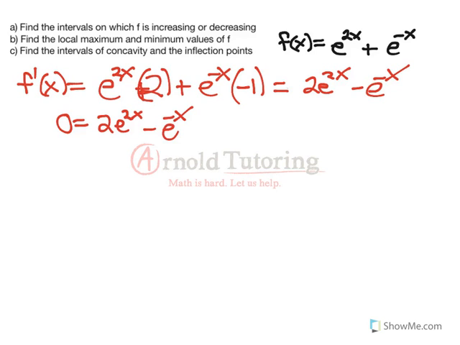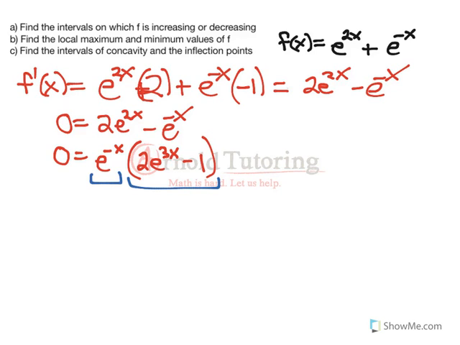Whenever we have something equal to 0, we'd ideally like to factor. So I'm going to factor out an e to the negative x because that's the lowest power. And we'll be left with 2e to the 3x. Be careful with your exponent rules there. Minus 1. Still not very intuitive, but we've got one thing times a bracket equals 0.